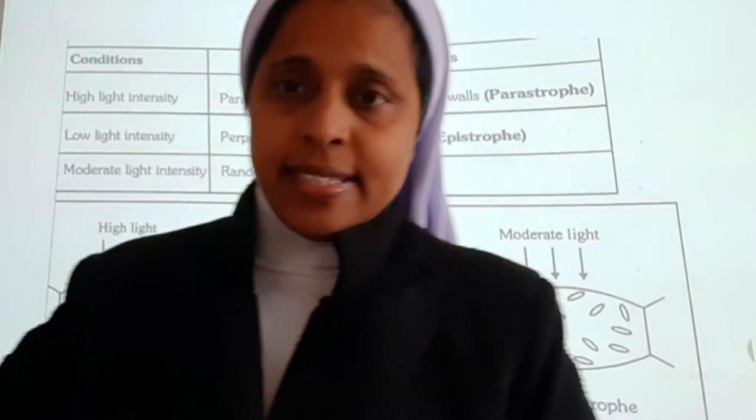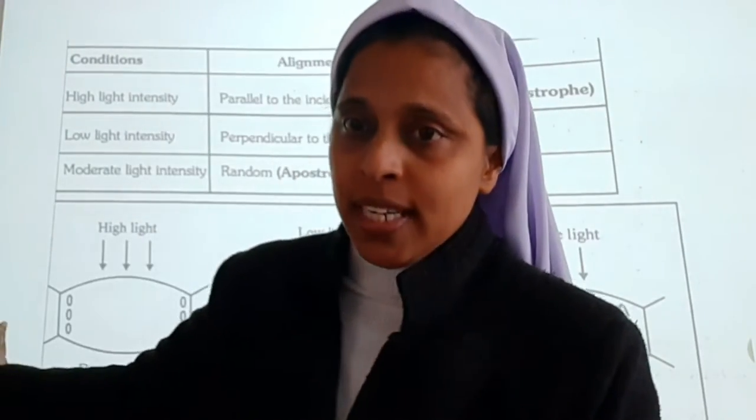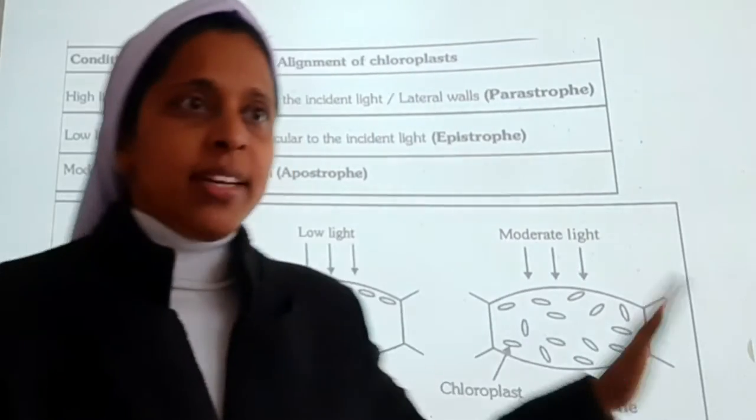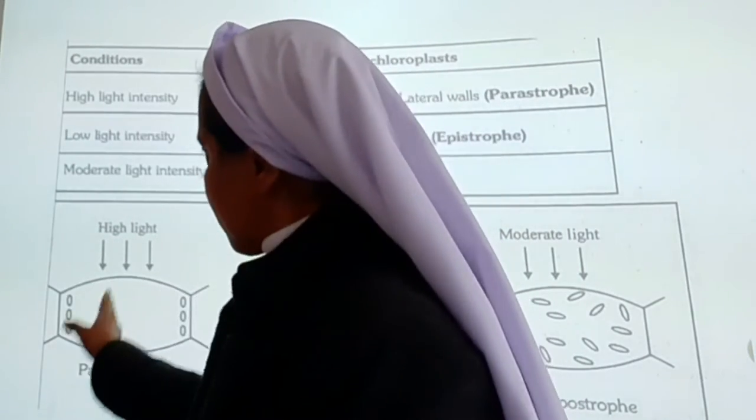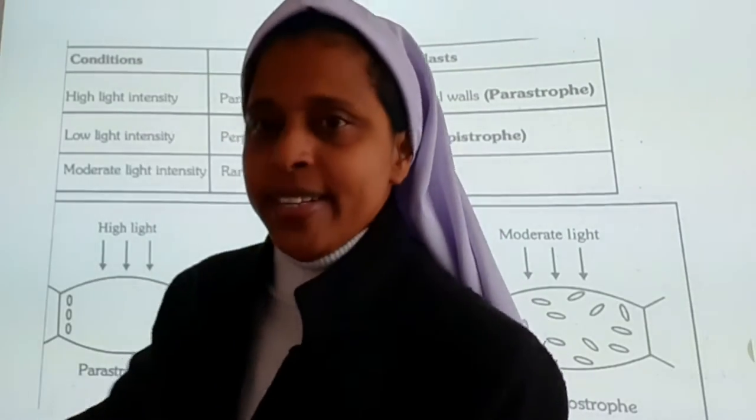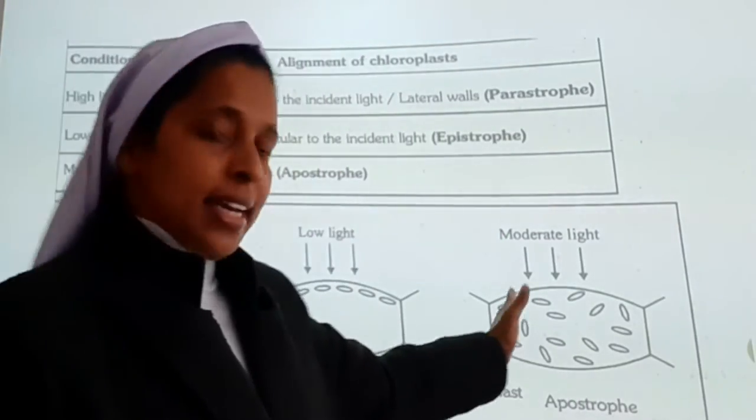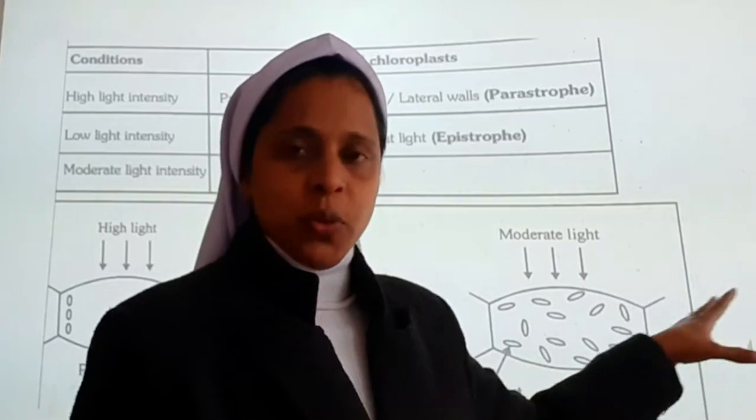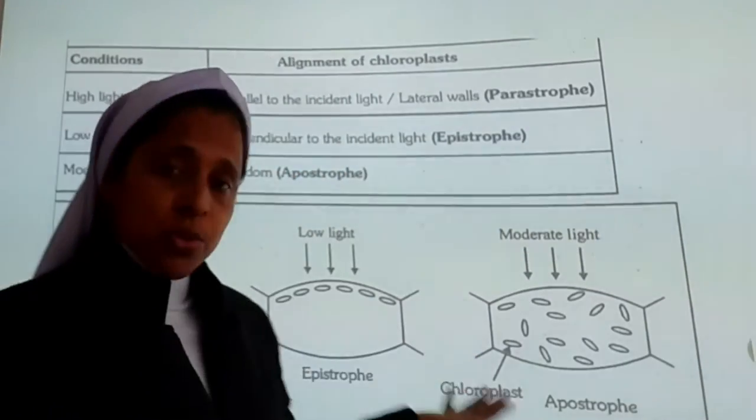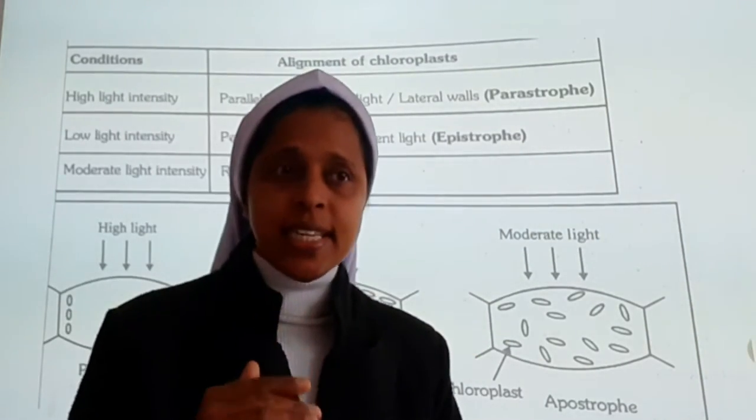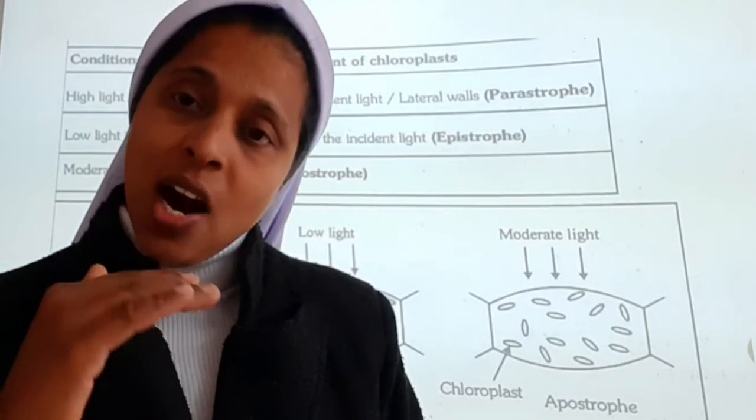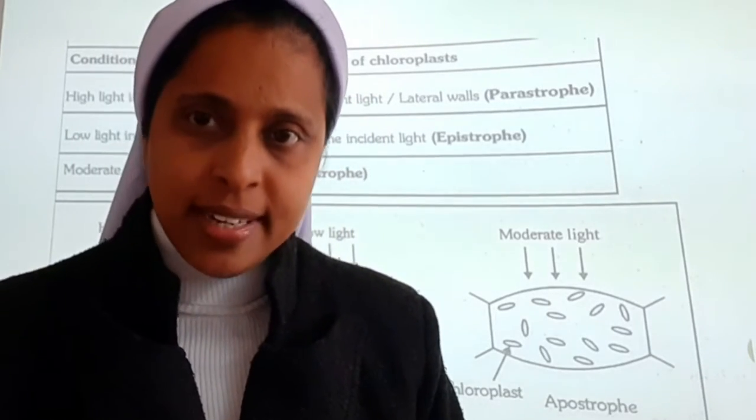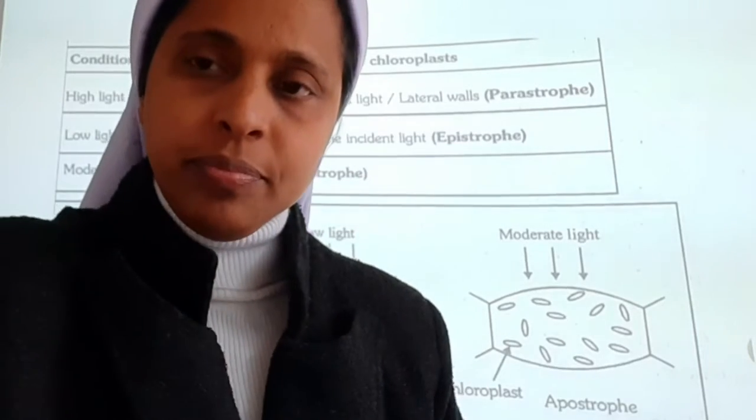When the light intensity is high, the chloroplasts will be arranged in the parallel level, and when the light intensity is low, they will be arranged in the perpendicular level. Then in moderate light, it is random. So you have to remember how the chloroplast is arranged in high, low, and moderate light intensity. That is very, very important.